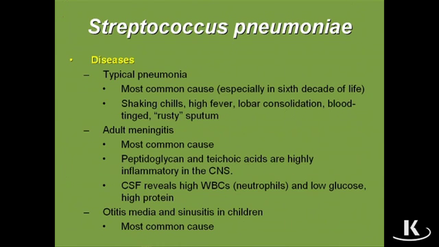So, most common cause. Adult meningitis, strep pneumo, most common cause, okay? Otitis media and sinusitis in kids, bam, most common cause, all right? So you have most common cause of community-acquired pneumonia, adult meningitis, and otitis media and sinusitis in kids, okay? That's what makes it a very important organism. So you know you're clearly going to see a question on strep pneumo on step 1, all right?